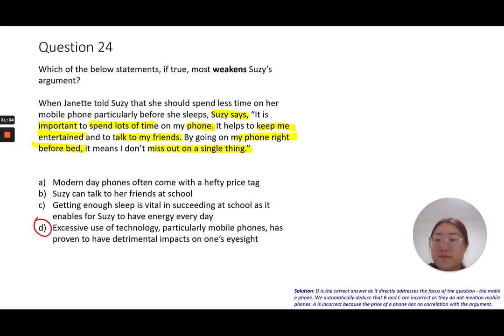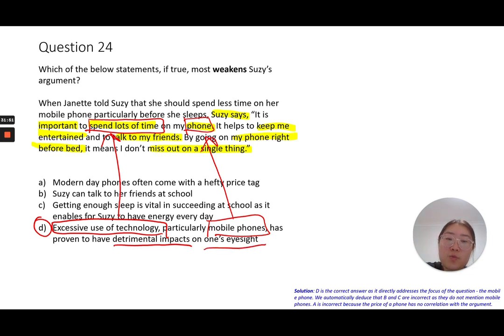And the answer is D. Excessive use of technology. She has admitted herself that she spends lots of time. Okay, so that links. Particularly mobile phones. So we are focusing on the phone. That links again. Has proven to have detrimental impacts on one's eyesight. So it directly addresses this focus of the question, and it provides a very strong reasoning as to why her argument is not very valid. It weakens the argument directly. So D is your answer here.